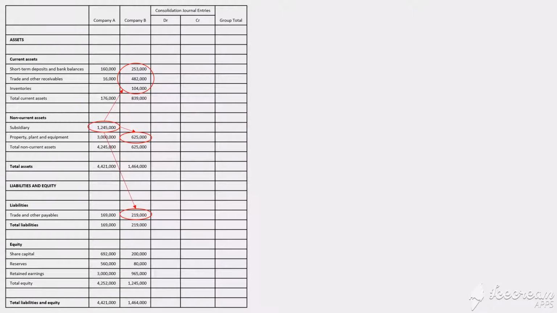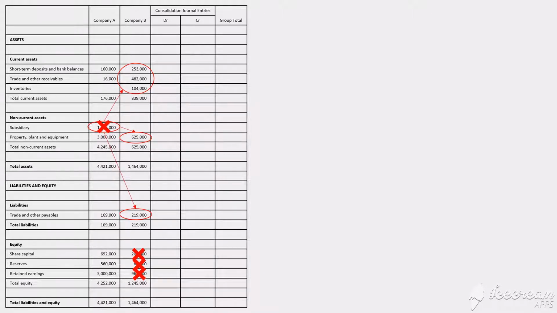Now the problem is, by default, the consolidation worksheet will add line by line all figures in Company A and Company B. We don't want the investment in subsidiary to appear in the group total, since we have expanded it to show the assets and liabilities of Company B. We also don't want to add the equity component of Company B. We are only interested to add its assets and liabilities.